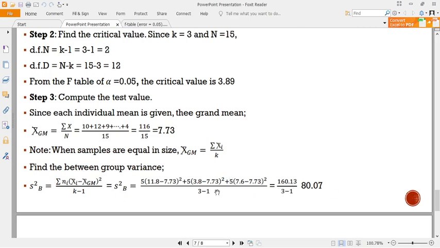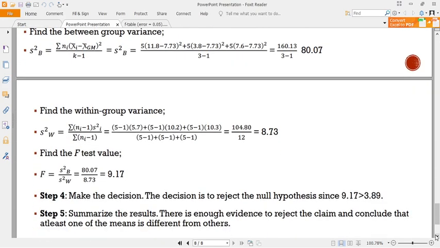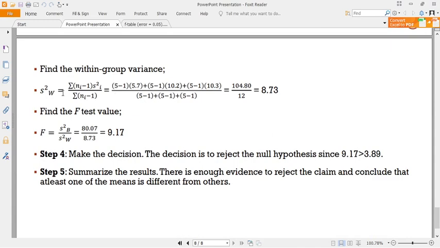So what we get, if we divide it by 2, we shall get our between group variance as 80.07. Then we find the within group variance, which is given by the formula, the summation of the individual sample size minus 1 multiplied by the individual variances. Now the sample size for this particular example is 5 all through. That's why we have a 5, and a 5, and then the denominator also has a 5. But n should represent that specific sample size for each group.